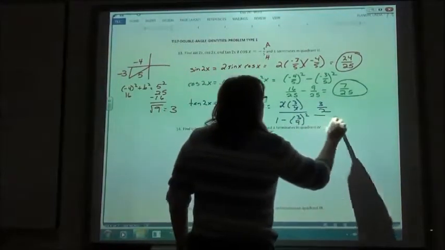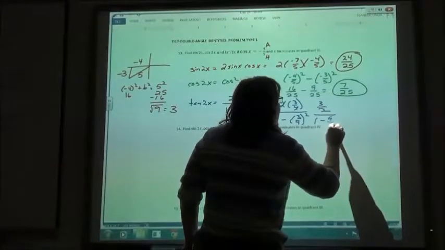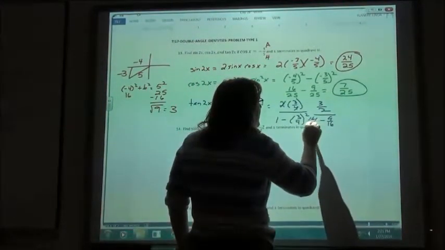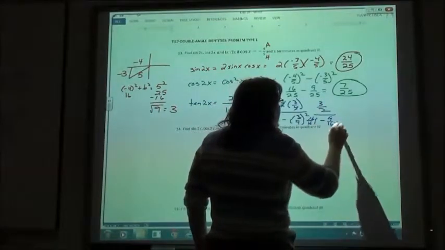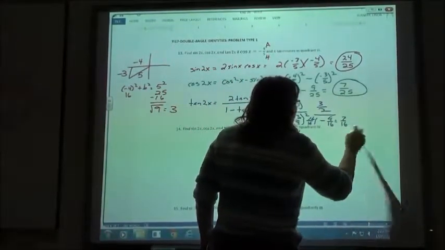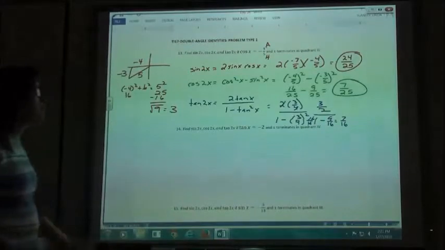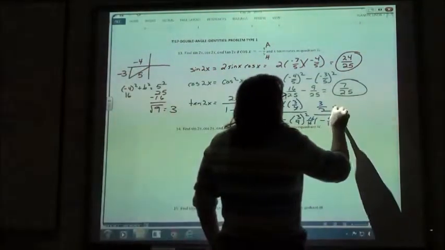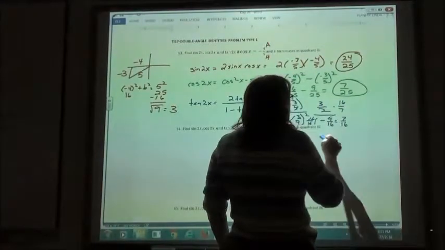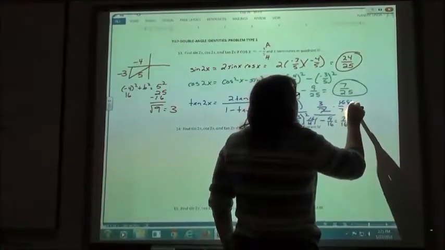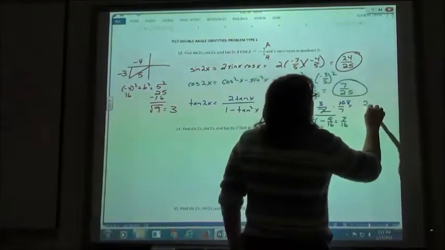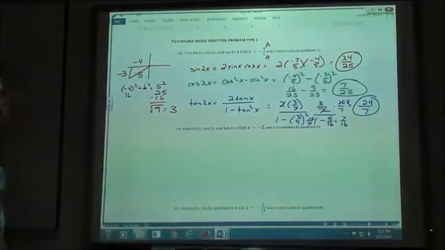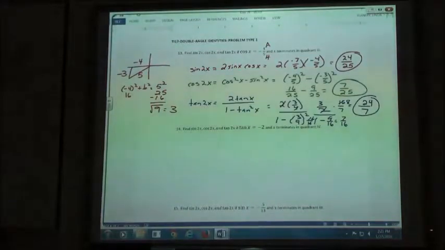On the bottom, I'm going to have 1 minus 9/16, making my equivalent fraction. I'm going to have 16/16 minus 9/16, which is 7/16. So I have 3 over 2 over 7/16. I have to invert and multiply. So I'm going to multiply by 16/7. 2 goes in there 8 times. 3 times 8 is 24. 24/7ths then would be my answer when I simplify.